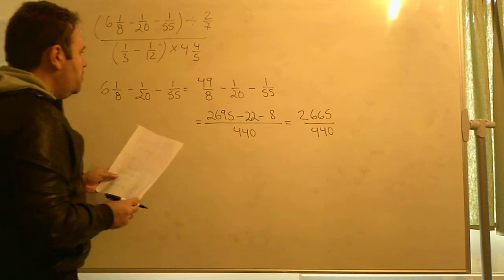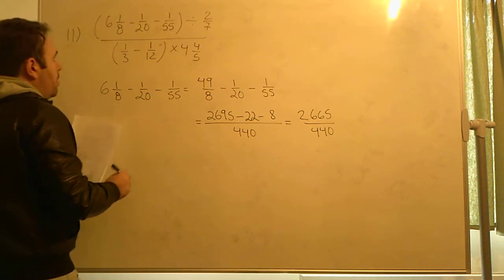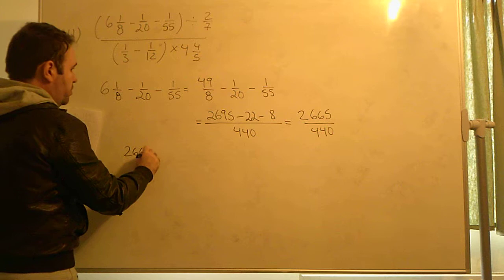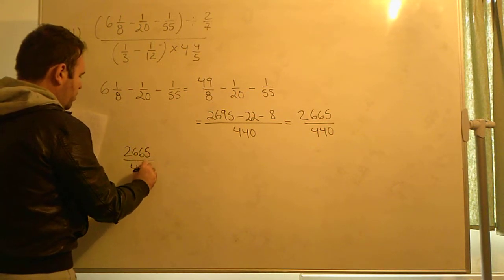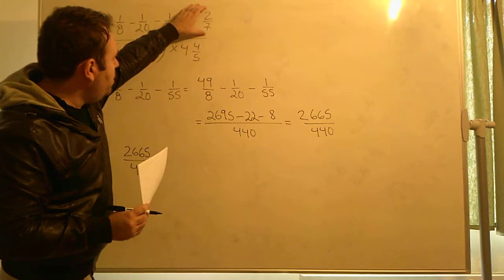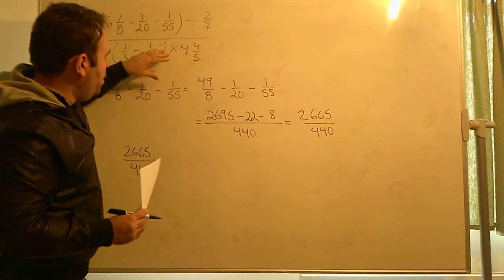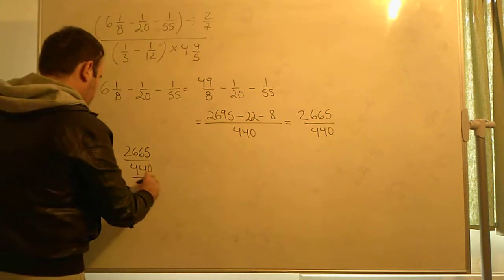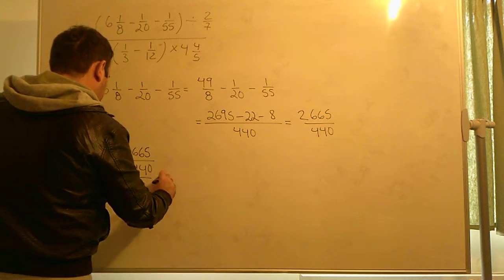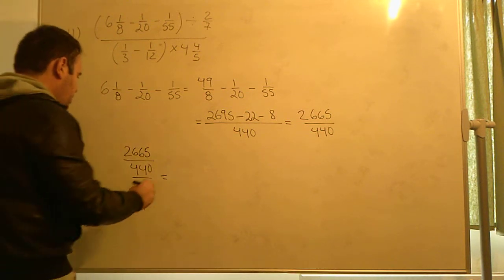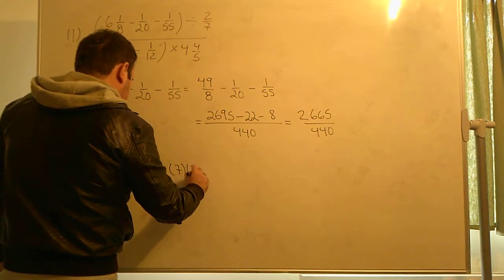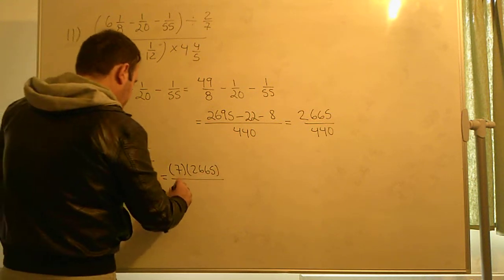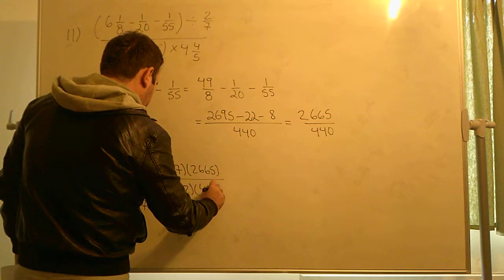And now we are going to divide this by 2/7. So I have already shown you how to divide fractions, yeah? So we have that it is this fraction divided by this one, and then we need to divide it by all this denominator. So first we simplify this one, and now we're going to divide it by 2/7. So this would be 7 times 2665 divided by 2 and 440.